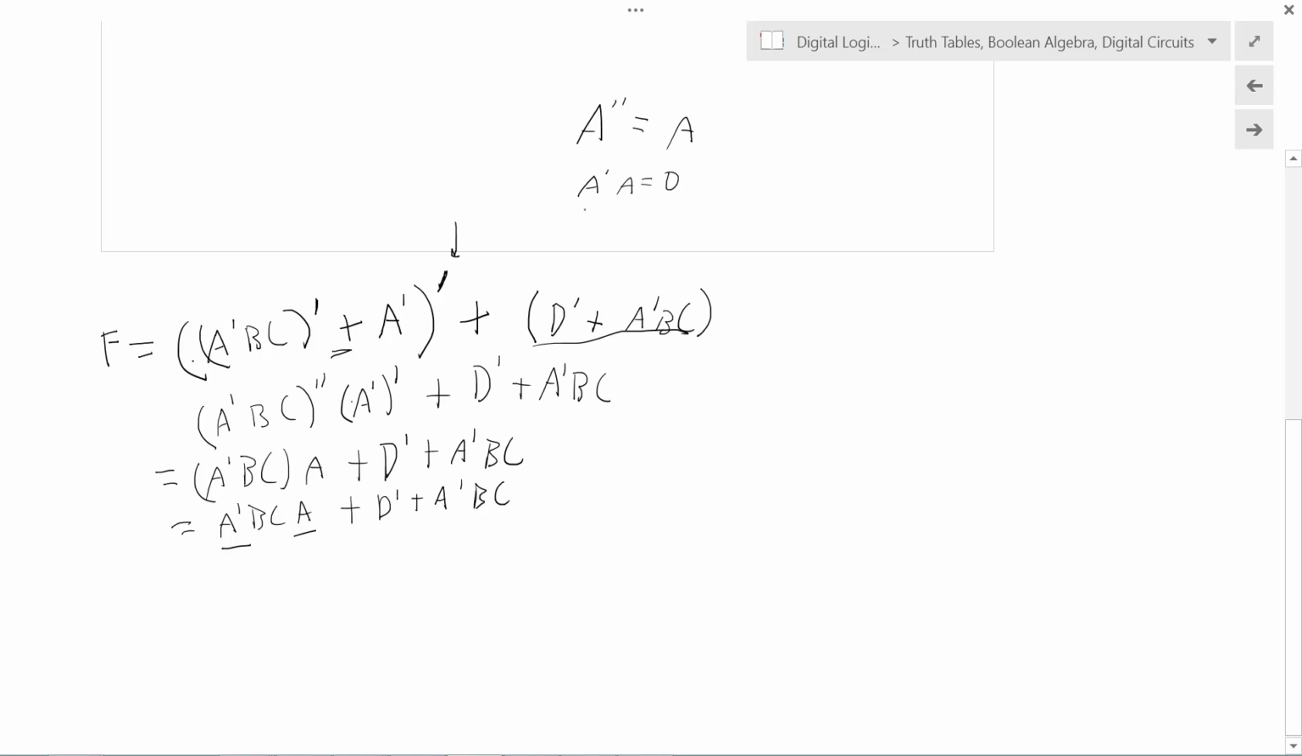Why? Because if A is equal to 0, then A prime is equal to 1, and so this is equal to 0. If A is equal to 1, therefore A prime is equal to 0, and so ANDing those two together is 0. Therefore, A ANDed with A prime is always equal to 0. So this simplifies, after cutting to 0, this simplifies to D prime or A prime, B, C.